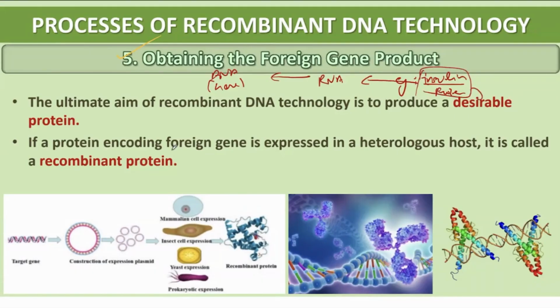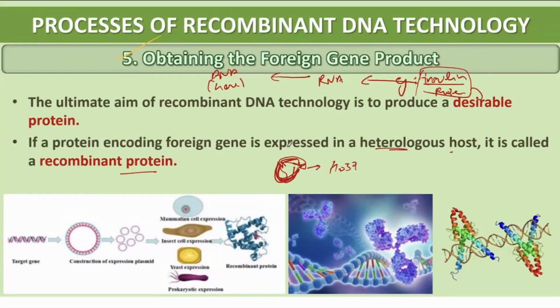If a protein coding foreign gene is expressed in a heterologous host, it is called a recombinant protein. Till now we were studying recombinant DNA, because we knew that the backbone is of different origin and the gene is of different origin, right? They are not naturally occurring. Similarly, if the gene is put into a host and it expresses a protein in a heterologous host, it is a recombinant protein. So that's a straightforward answer.